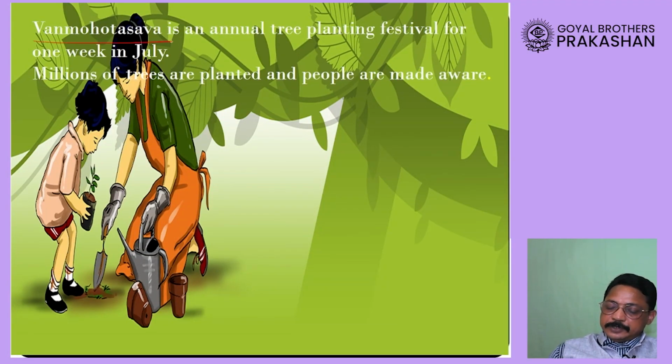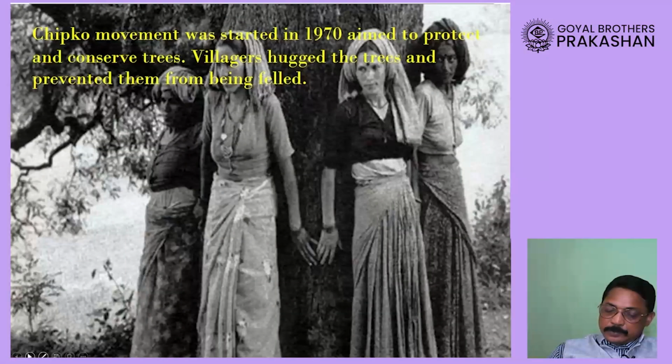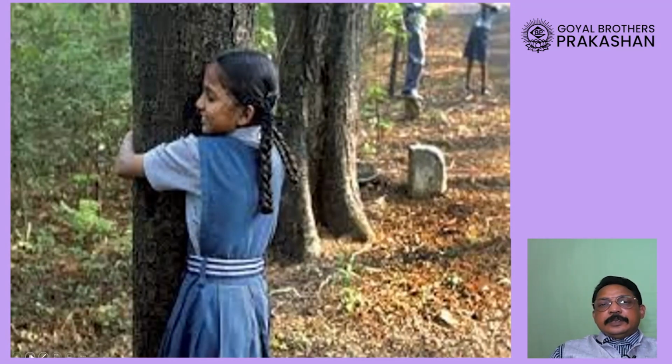Then Vana Mahotsav is a social activity in which we celebrate forest. Vana means forest, Mahotsav means celebration. So we celebrate forest by planting more trees. Then at many places the Chipko movement is being implemented, and we have already studied what exactly the Chipko movement is when I was talking about the Khejri plant. Even school children are involved in this Chipko movement. By doing this we develop love for our nature, and at the same time we are telling the government that we are not allowing people to cut these plants.